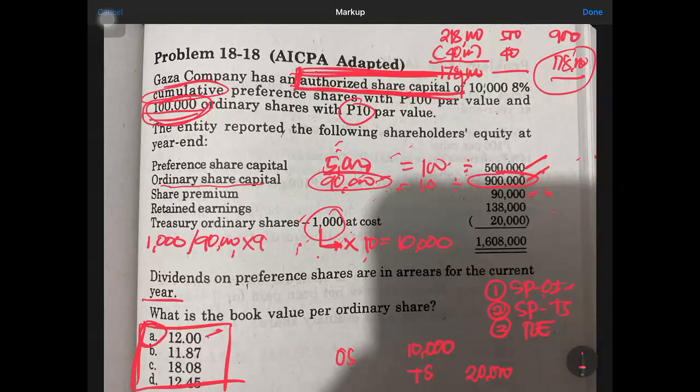So times share premium nga 90,000. 900,000 divide 10, so 90,000 outstanding ordinary share. So times 90,000. That's 1,000 treasury share divide 90,000 outstanding ordinary share times 90,000. Same gihapon ni kay same effect ra sa retained earnings. So 1,000 ang gikan sa share premium from original issuance. Dili 900 ang answer nato. Ang correct nga answer ani, share premium original issuance, is 1,000.